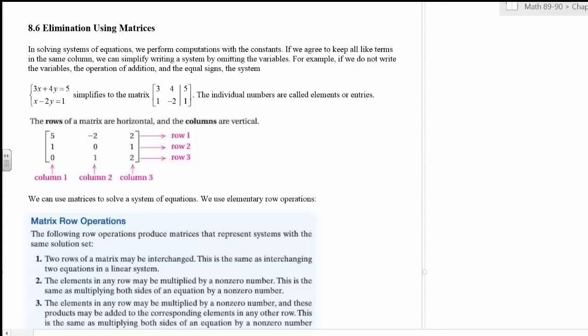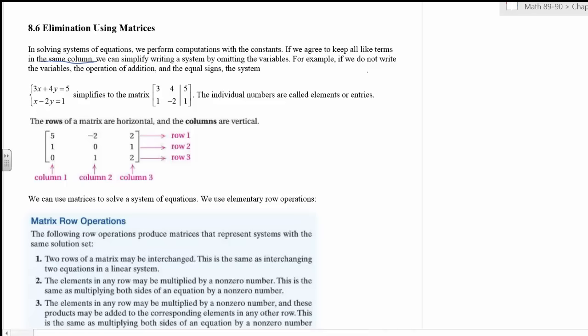All right, so in solving systems of equations, we perform computations with the constants. If we agree to keep all like terms in the same column, so that's a big thing with matrices, we can simplify writing a system by omitting the variables. So basically what we say is, okay, we know if you're in this spot, you're the coefficient of an x. If you're in this spot, you're a coefficient of y, so on and so forth.